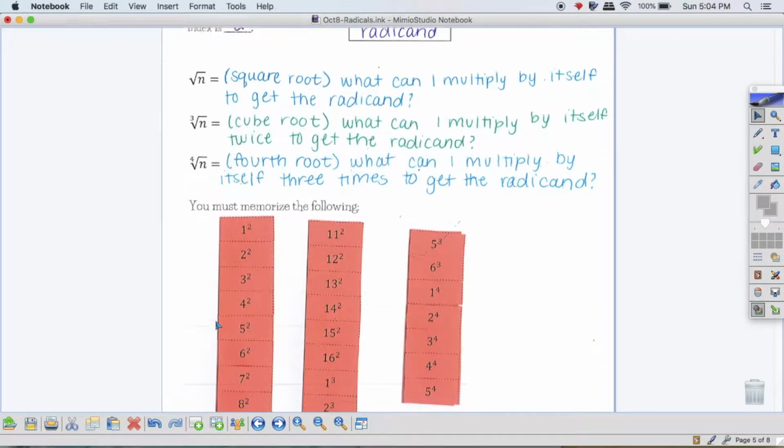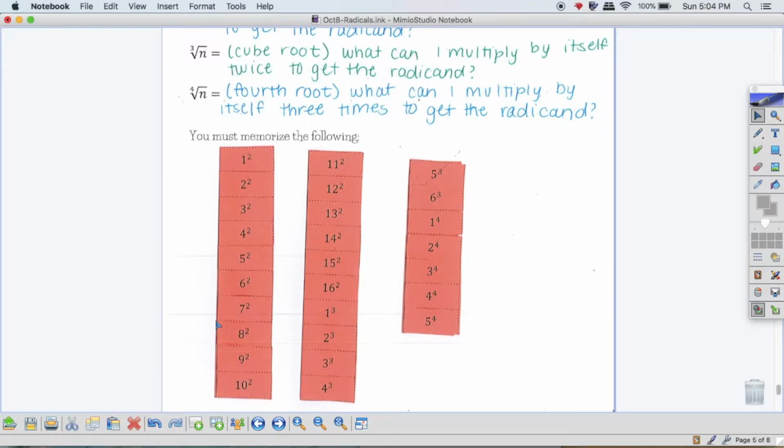Okay, I am expecting you to memorize all of these at the bottom. Hopefully you already know a lot of them. So I've made it so that you can kind of quiz yourself. If you've cut all these dotted lines, you could flip up each of them to check. Okay, so underneath, I need for you to write underneath what each of these would be.